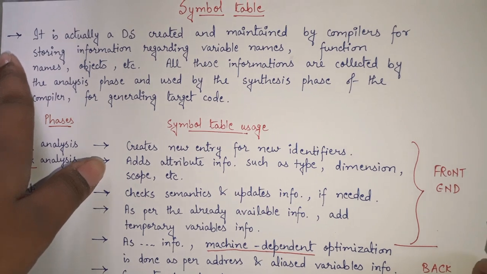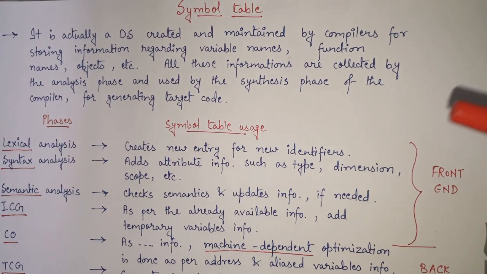As I told you, this is a theory concept, and these are the things that you should know. It may be asked in a 1 mark question or a 2 mark question, or it is always good to have the information. Fine. So I hope you have understood what the symbol table actually is and why it is needed.